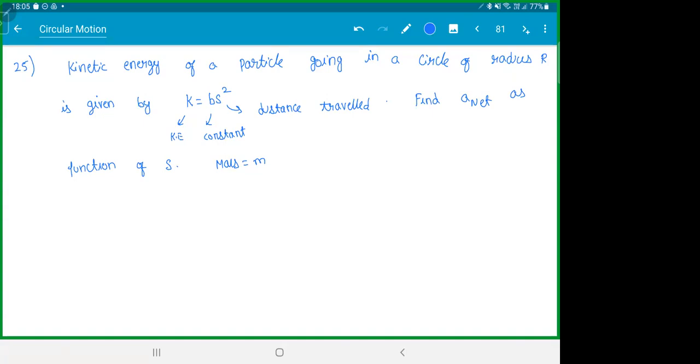That's not the answer. I asked you for net acceleration. Remember, net acceleration is what? Square root of a tangential square plus a centripetal square.